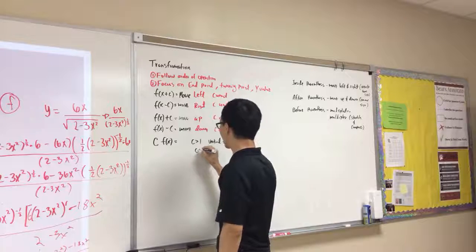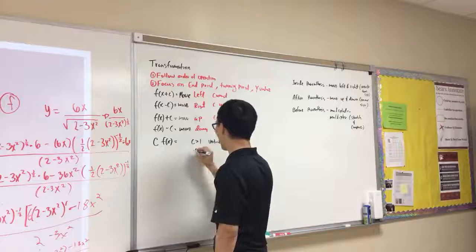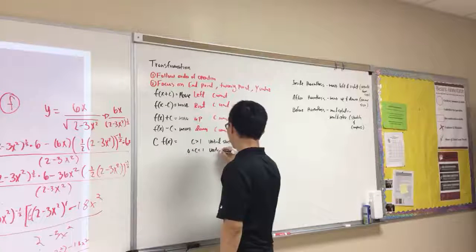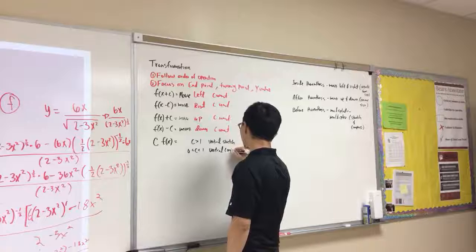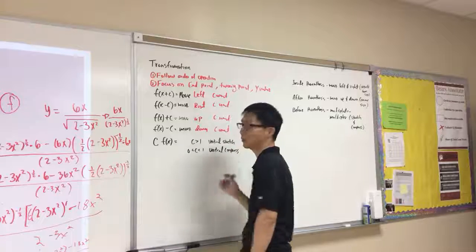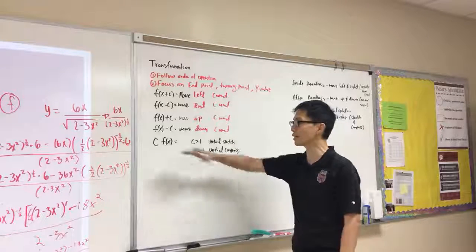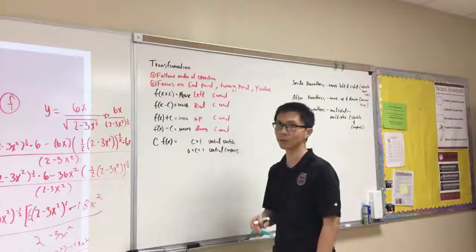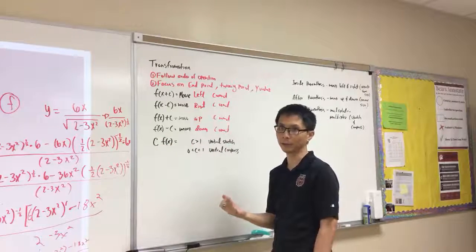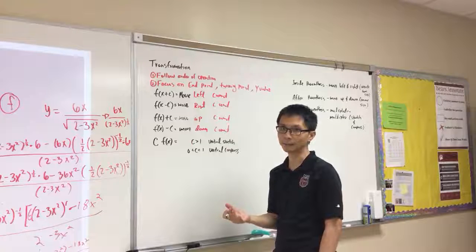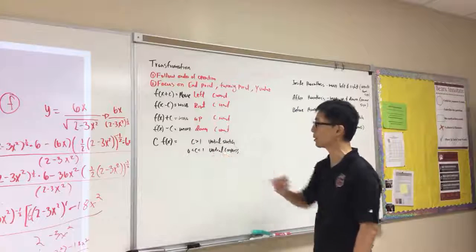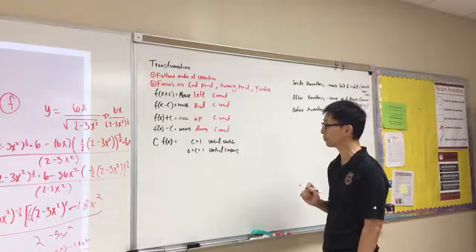If c is between 1 and 0, we're going to call it vertical compress. Especially on the SAT, they will call it vertical compress and stretch. They will say, what is the stretch factor? If it is 2, then it's a stretch, and they will say stretch factor 2 on the SAT. Okay? So that's the thing you want to pay attention to.